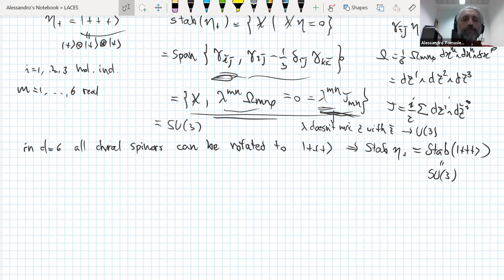Well, this is an example of a G structure. So we find that the chiral spinor in D equals 6 defines an S3 structure. That's important for physics because a spinor will appear in physics as the infinitesimal parameter for supersymmetry. But in physics, we will also have derivatives acting on spinors.